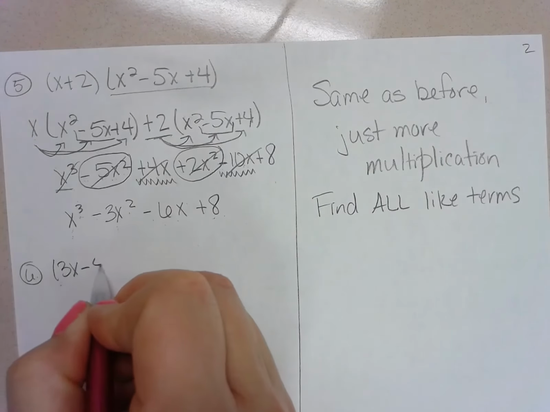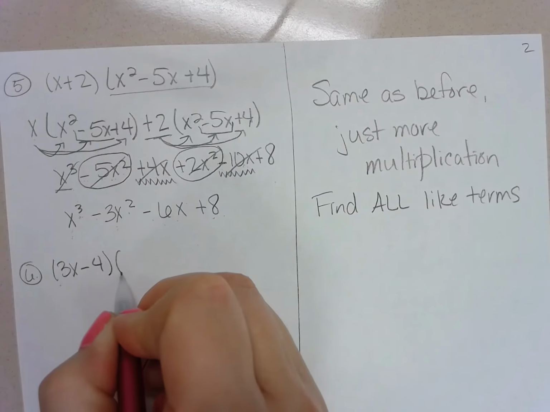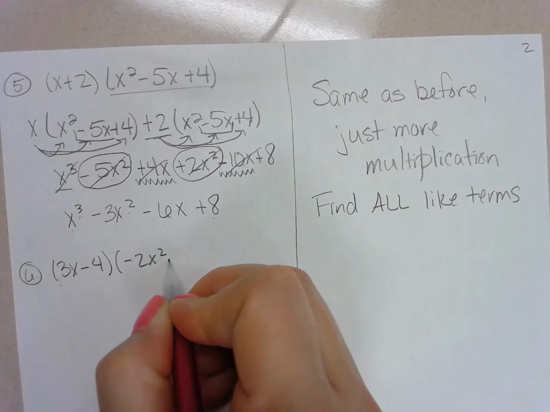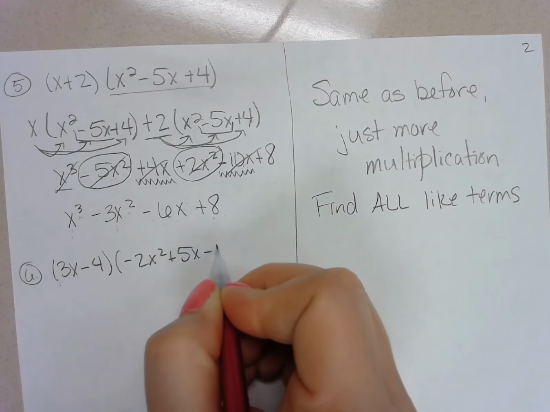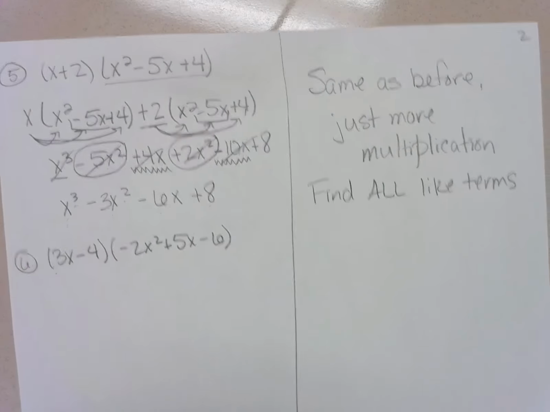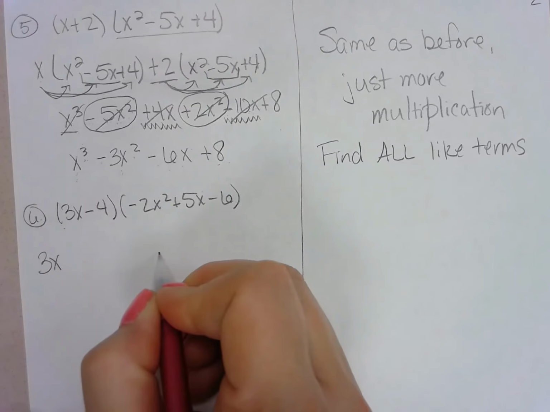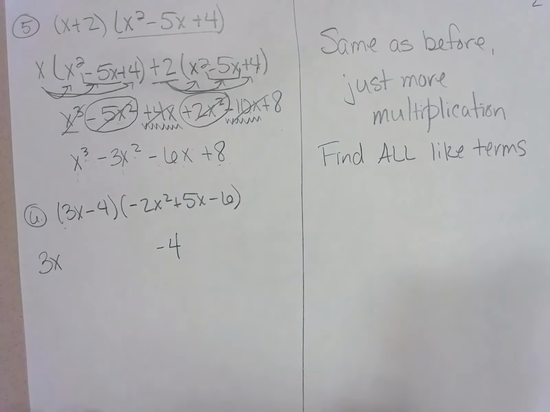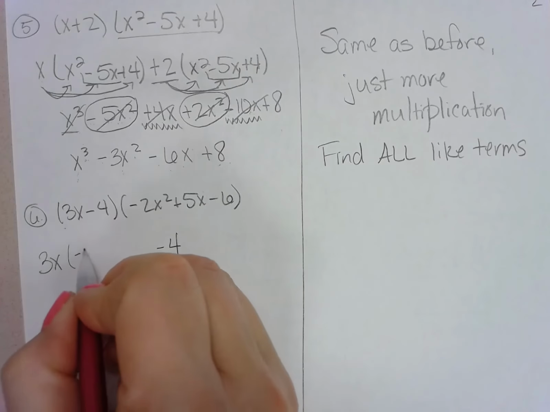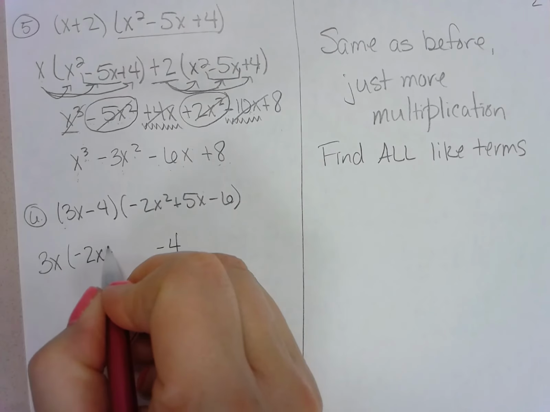So 3x minus 4 times negative 2x squared plus 5x minus 6. Let's take this first set of parentheses. We're going to say 3x, and out here we're going to say minus 4. And then in between, and at the end, we're going to have that second set of parentheses.